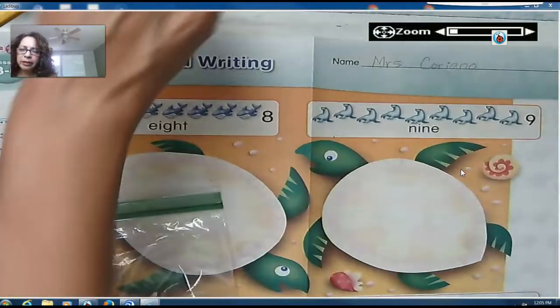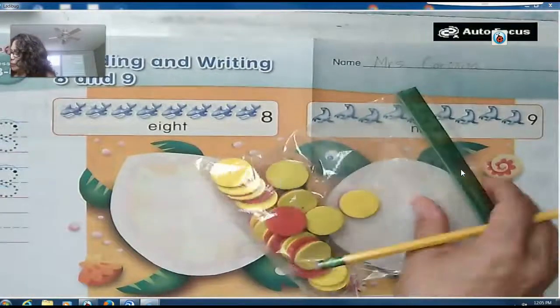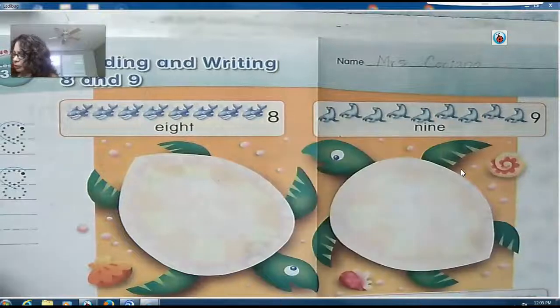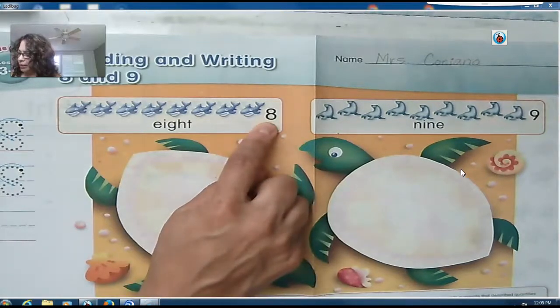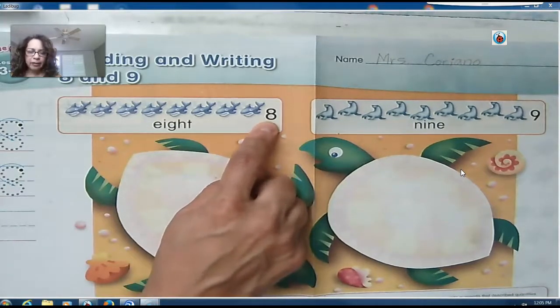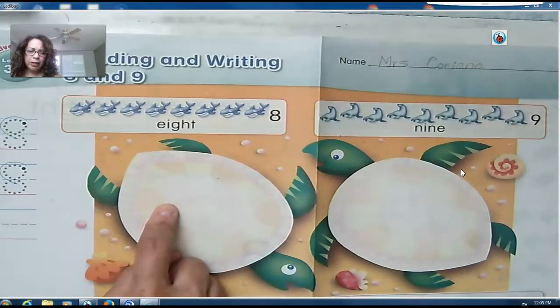Alright, first thing we're going to do is take our counters and listen to a story, and we're going to use this turtle to act out our problem with our counters. So Peter saw 8 whales swimming in the ocean. Alright, how do we represent that a different way? So he represented it with the 8, and we're going to represent it with 8 counters.